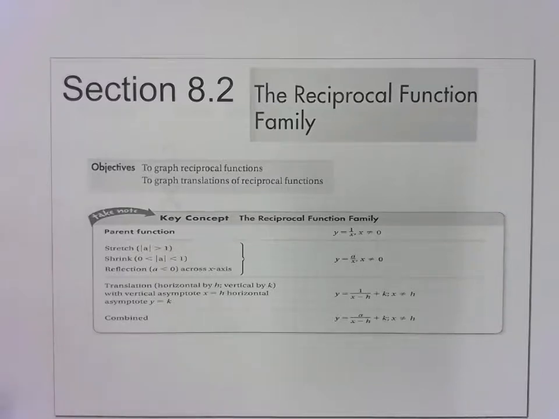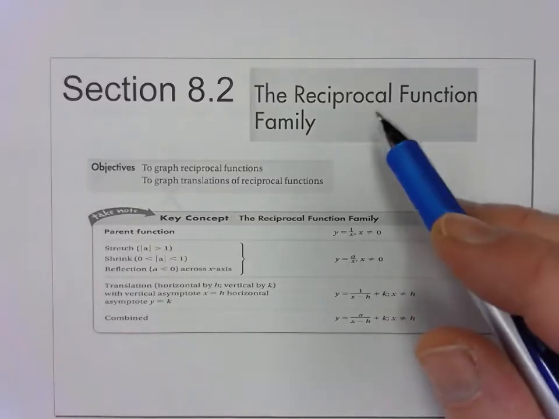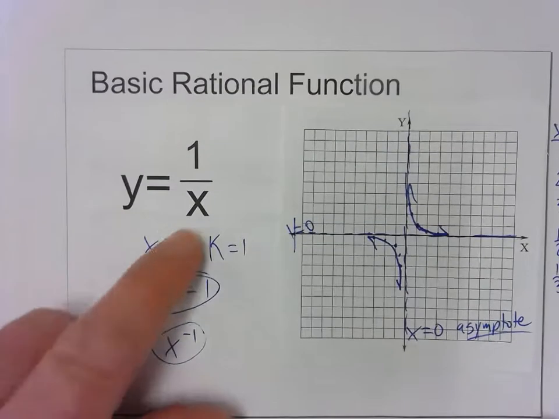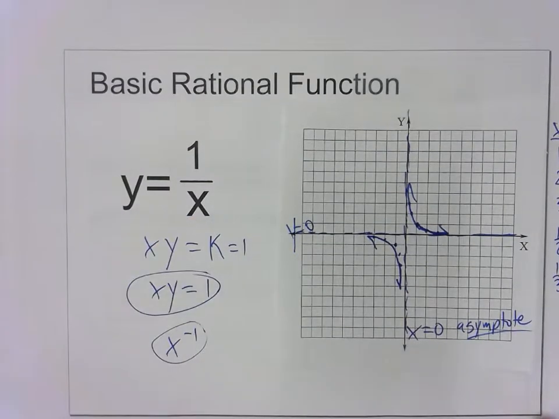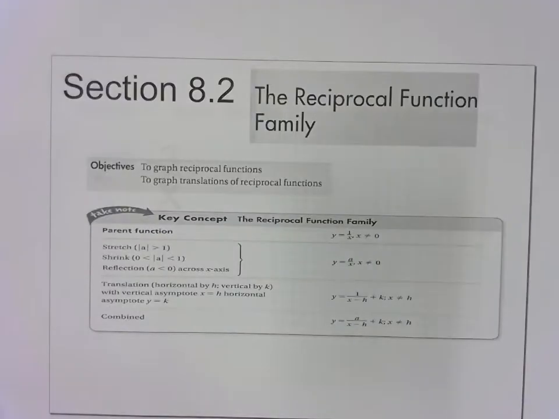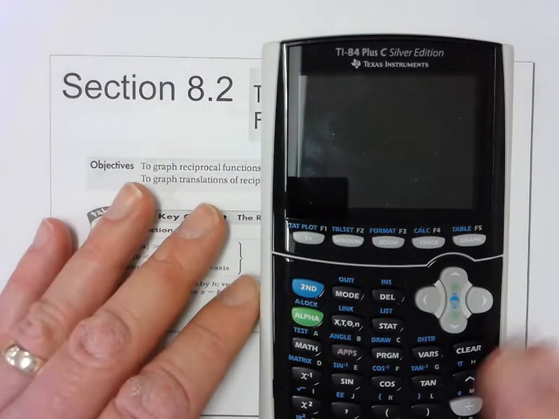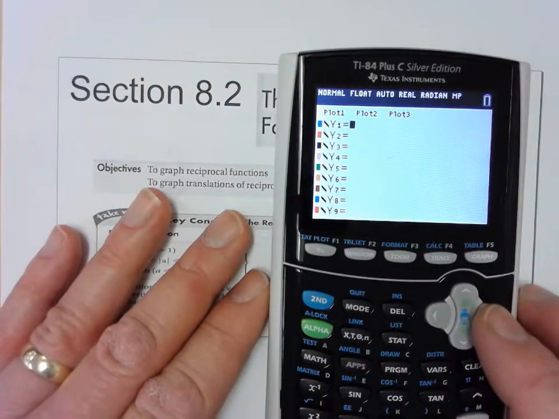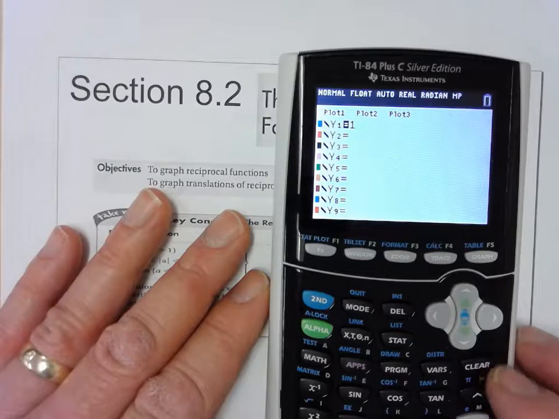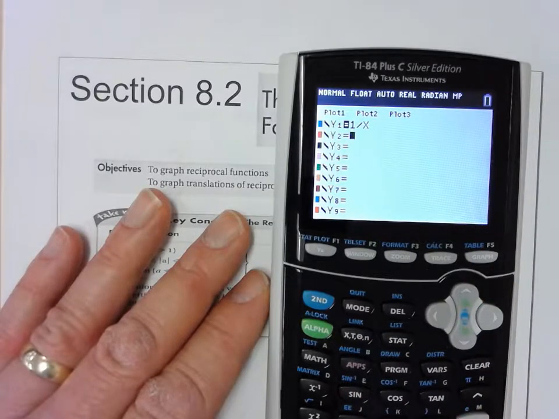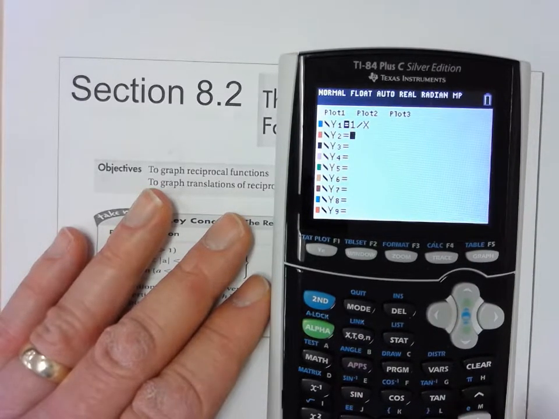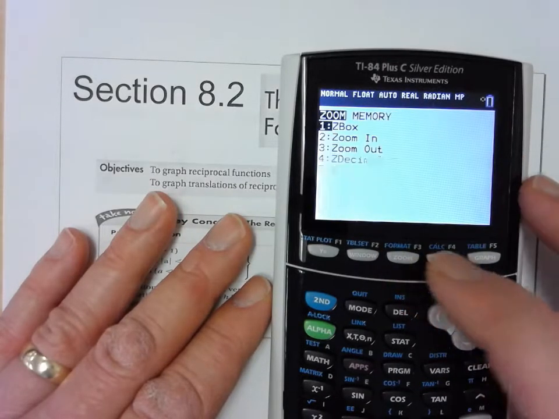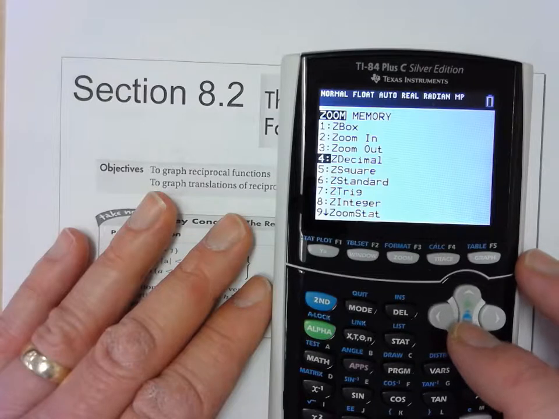All right, in section 8.2, it's called the reciprocal family of functions. What we're going to do is take this function right here, 1 over x, and manipulate it. So let's look on the graphing calculator first. Turn the calculator on, type in 1 divided by x, and we're going to graph this. I'll do zoom and number 4, zoom decimal.